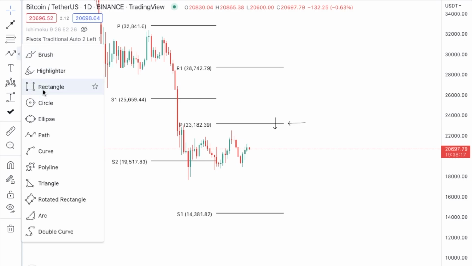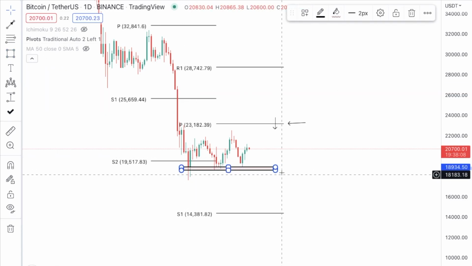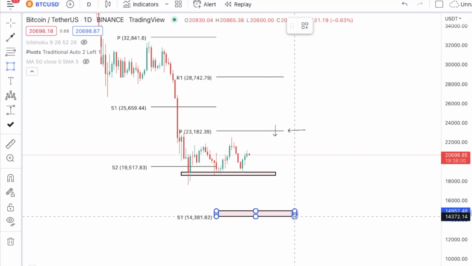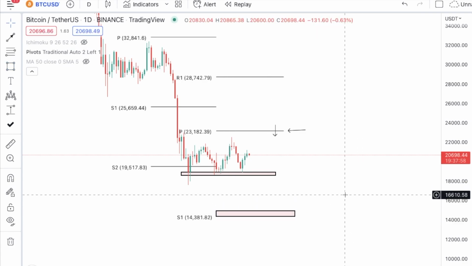So that means if price does break the bottoms right here, roughly around 18,776, if we do see a break, a retest, we're looking to sell. Where are we going to look to sell and take our full profits? We're going to look for S1 because that's going to be a key level of support.